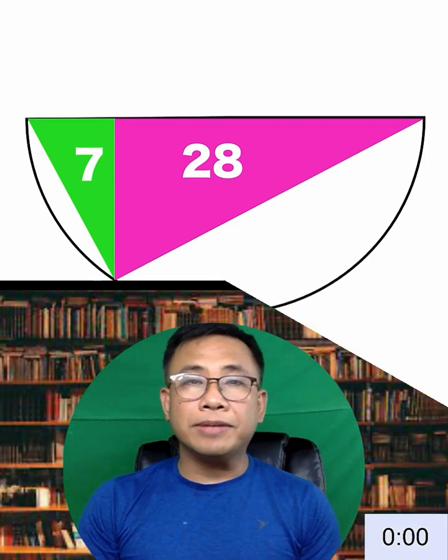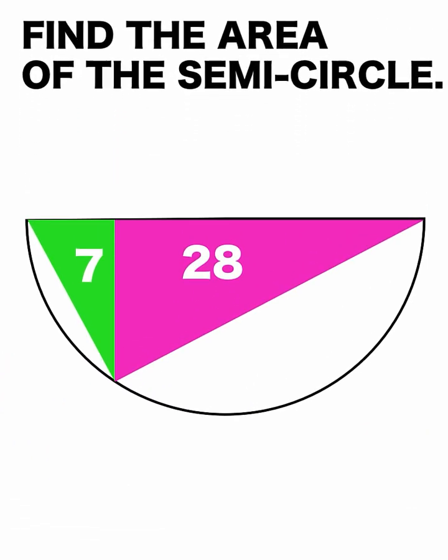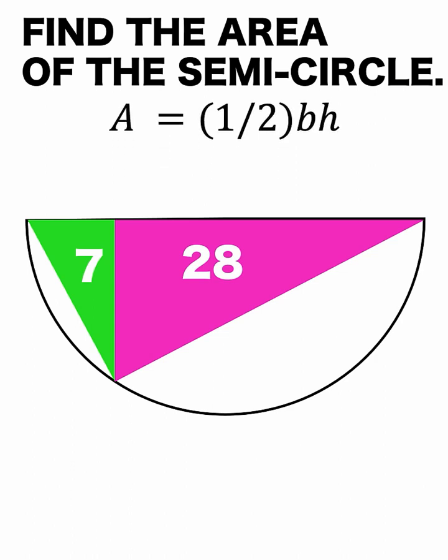Now let's solve this problem together. Let's begin by recalling the formula for the area of a triangle. Area is equal to 1/2 times the base times the height. So in these triangles, we would like to identify what is the base and the height. So let h be the common height, and let b sub 1 be the base of the green triangle, and b sub 2 be the base of the pink right triangle.